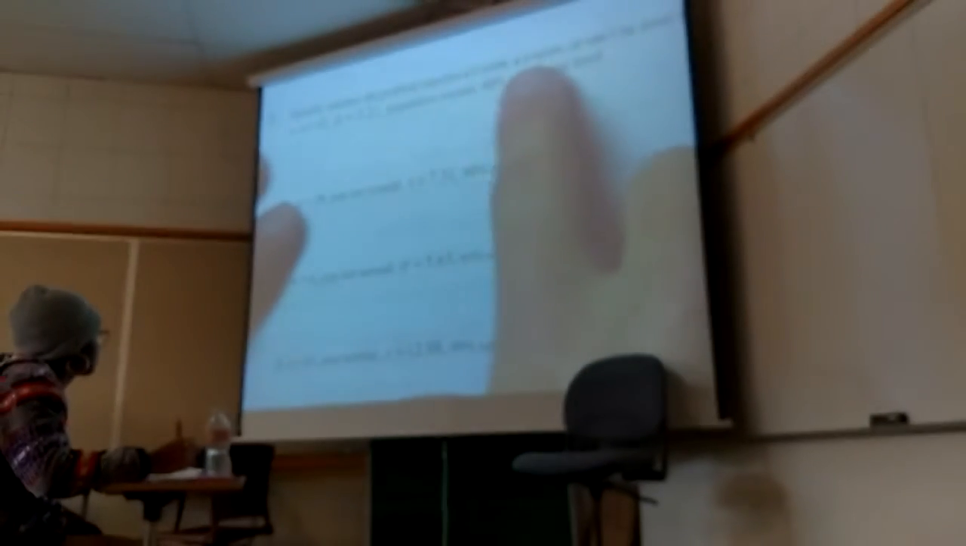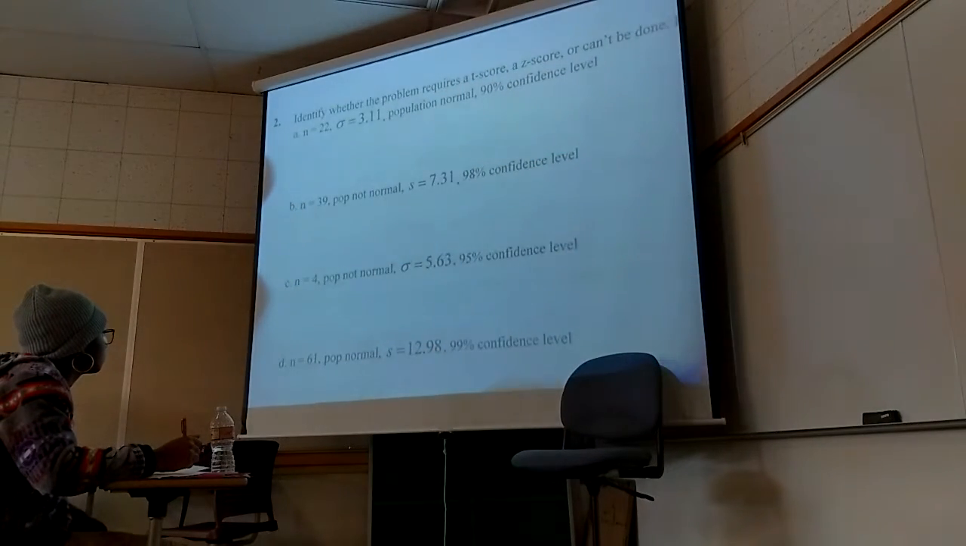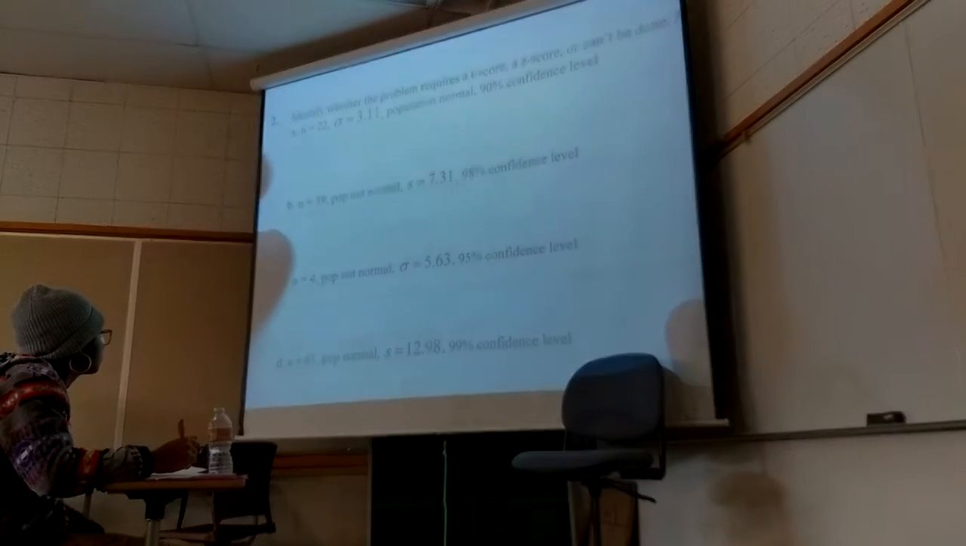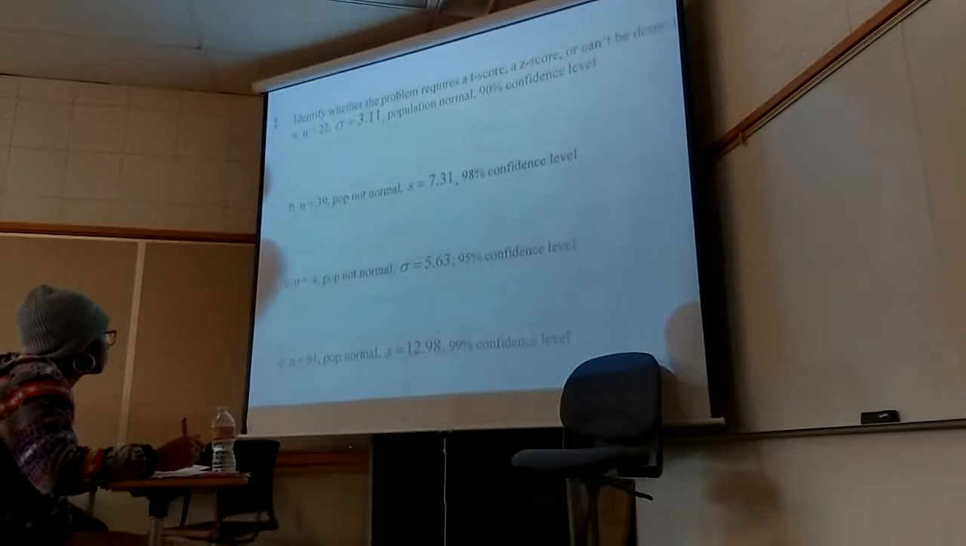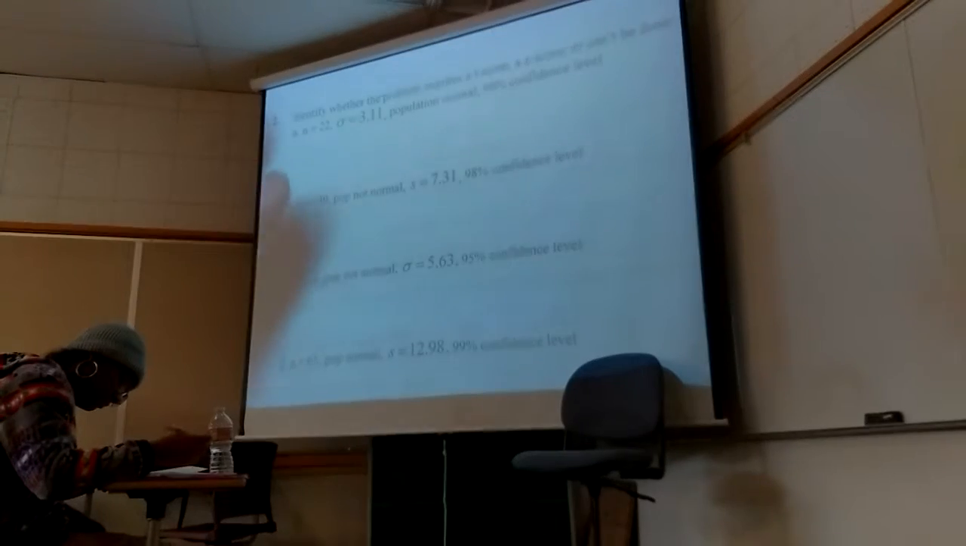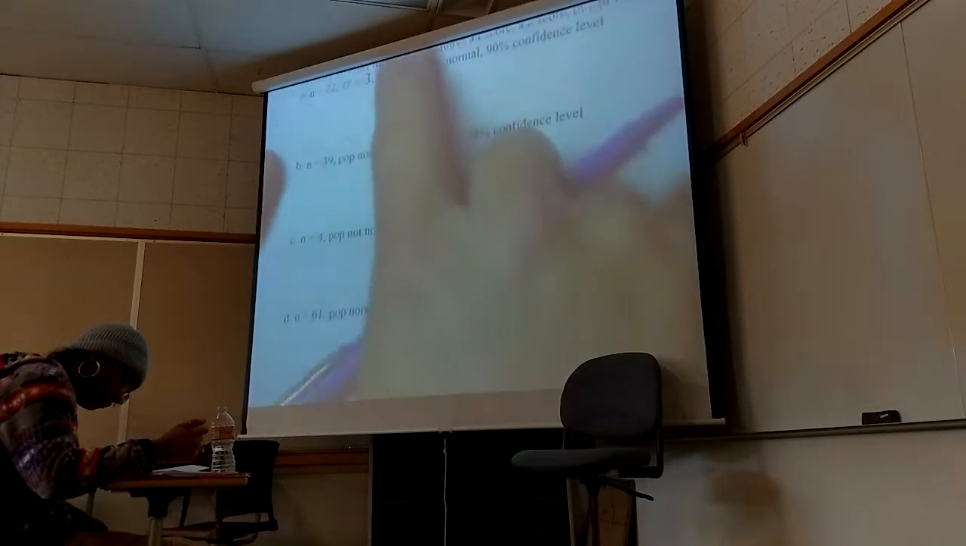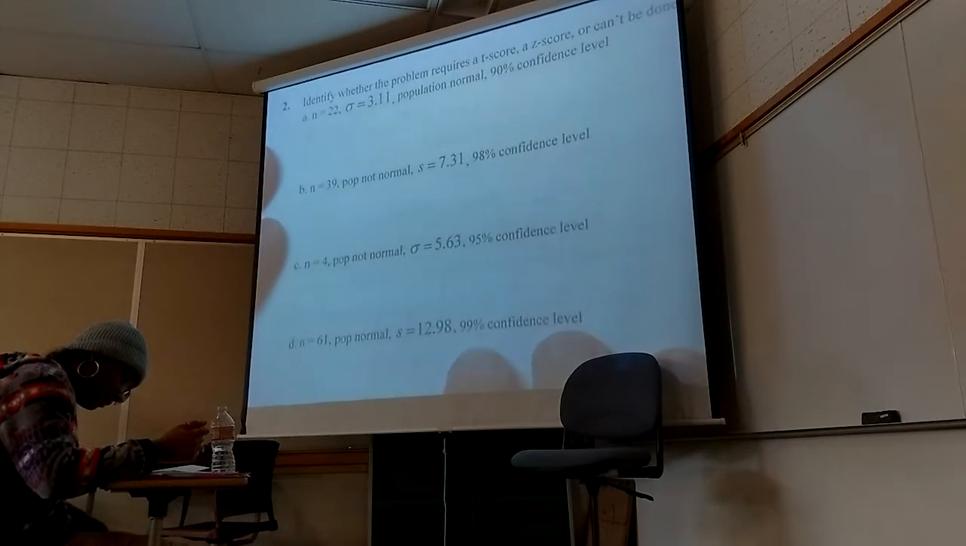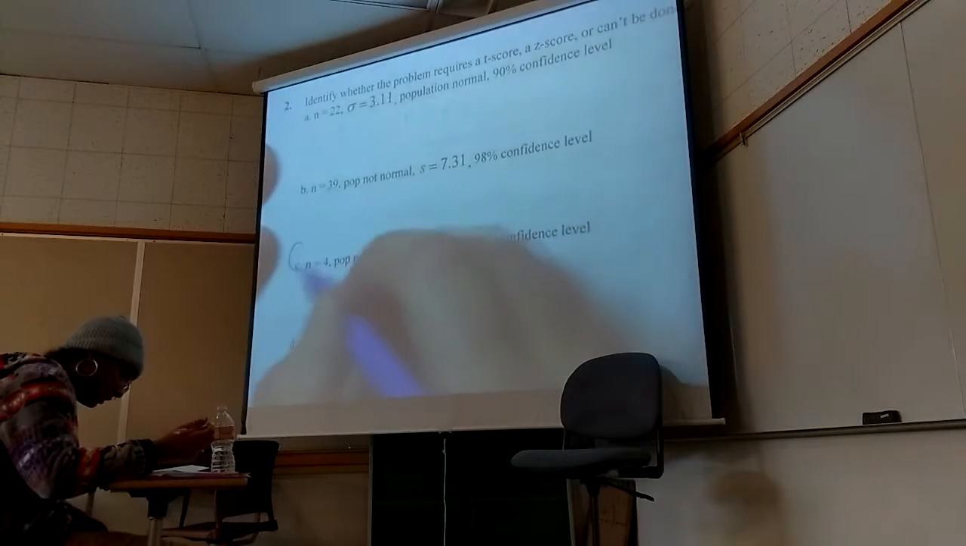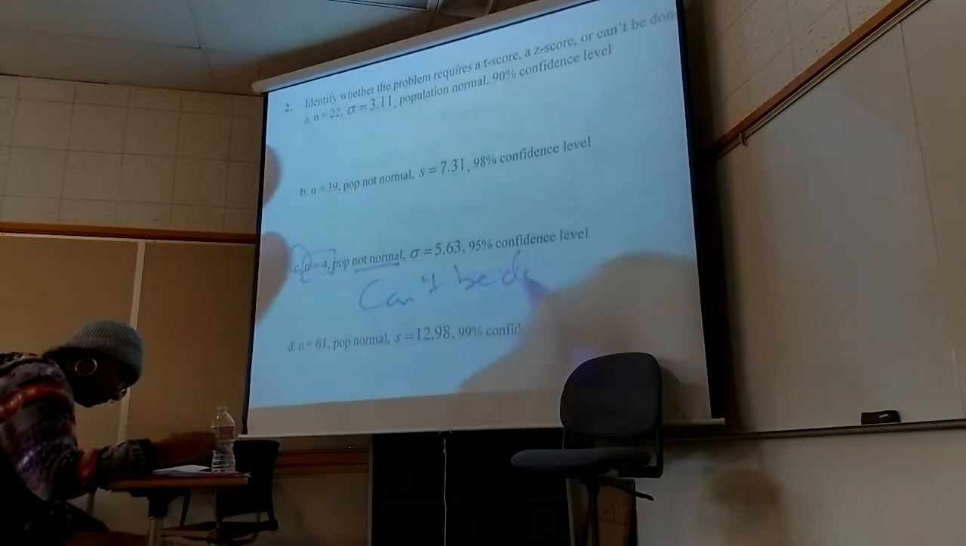Now look through these. The only problem I can't do anything for has to not be normal in the first place, and the sample size doesn't say it. It's got to be normal to do anything. So which one of these is not normal? C. It says it's not normal, and the sample size does not say it. So it can't be done. At least not at this level.